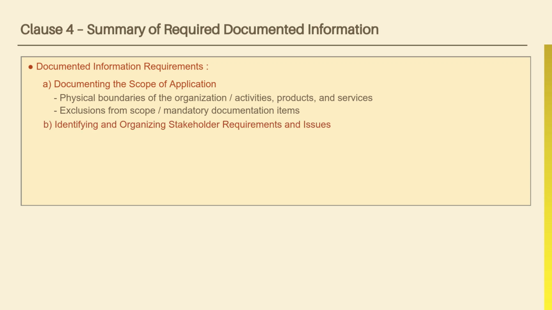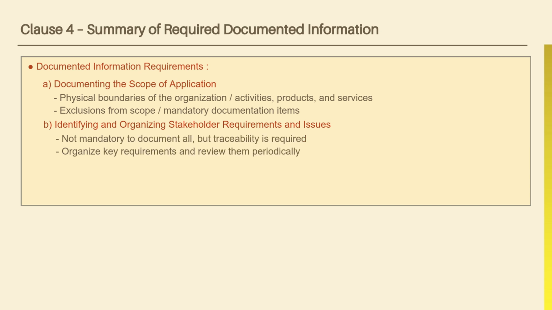B. Stakeholder requirements and issues summary. Although not a mandatory documentation requirement, monitoring stakeholder requirements is important for establishing and operating the occupational health and safety management system. Therefore, key requirements should be summarized and reviewed regularly.